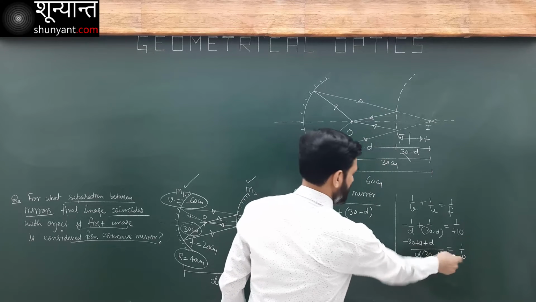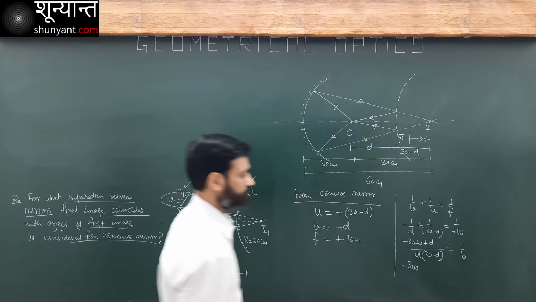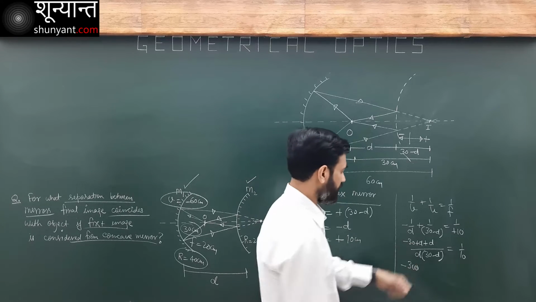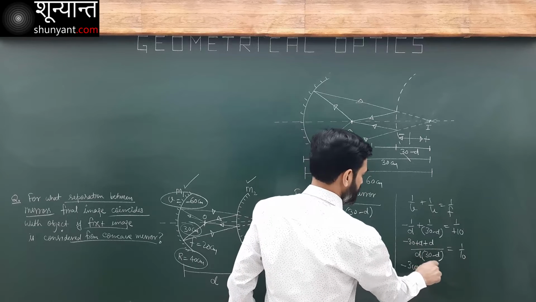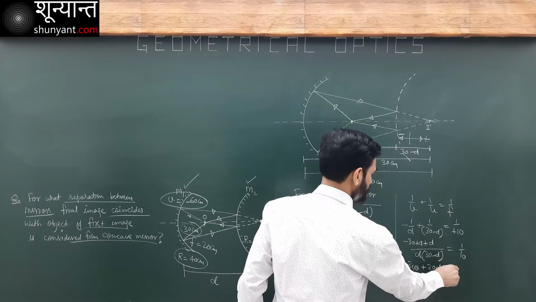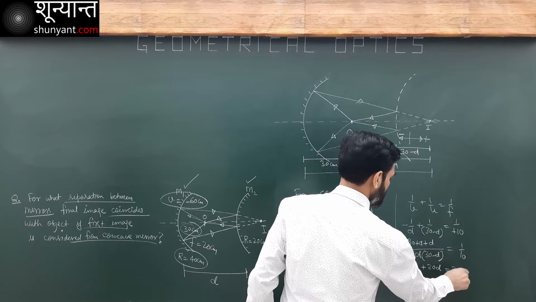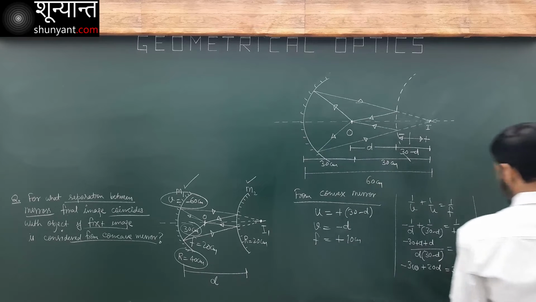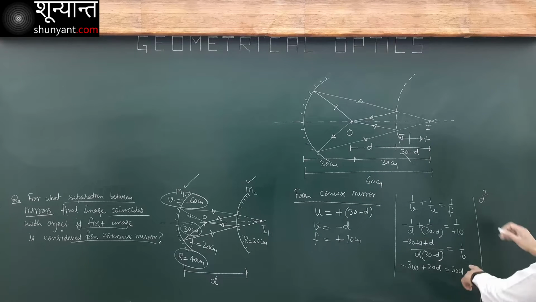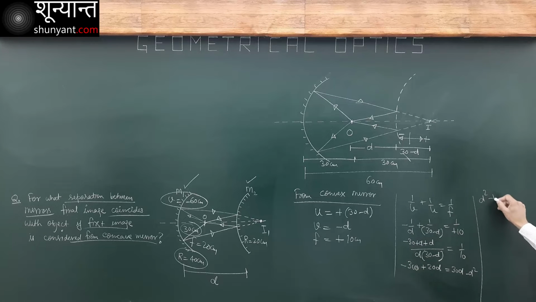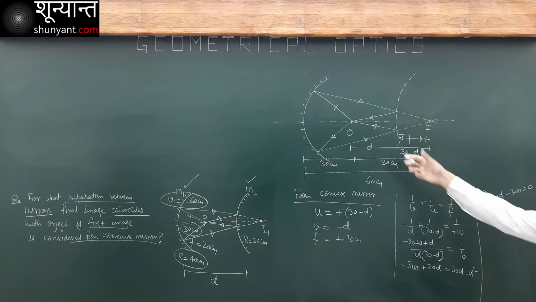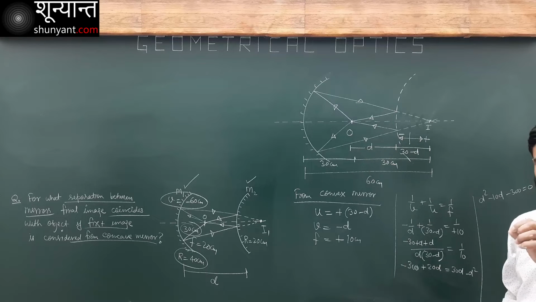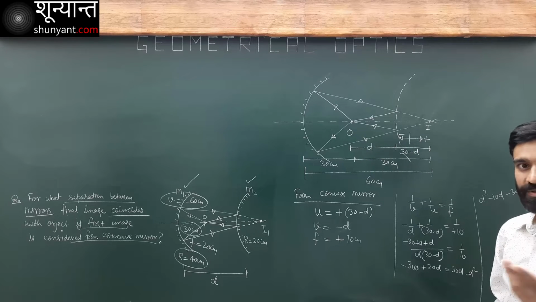Now let me simplify this. Minus 300 plus 20D is going to be equal to 30D minus D square. Now you solve it, you get the answer. What I have is D square minus 10D minus 300 is equal to 0. This is a distance, I should get a positive answer. I am going to accept only the positive, not the negative.